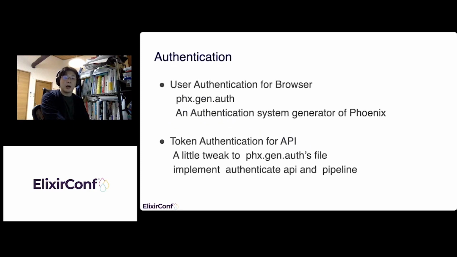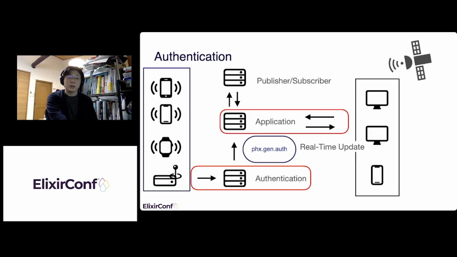Authentication. This application requires two types of authentication. One is user authentication for the browser. Use phx.gen.auth. phx.gen.auth is an authentication system generator for Phoenix. The other is token authentication for the API. Let's make a little tweak to phx.gen.auth: implement an authentication API and a pipeline. Authentication is used here.